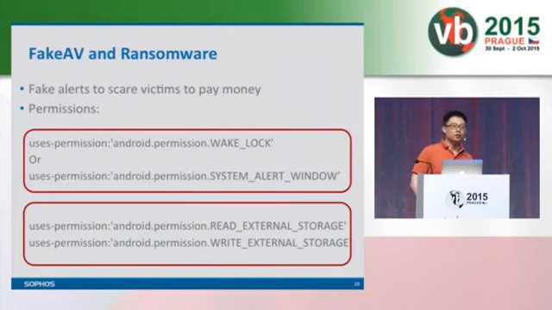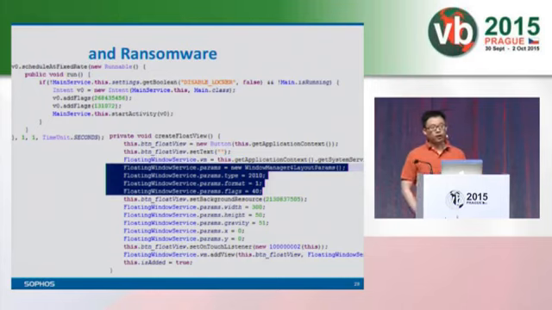FakeAV and ransomware report fake alerts to scare victims into paying money. It has two scary functions. The first one is to lock up the device with a pop-up that freezes all other applications, so it needs either wake lock or system alert window permission. The second one is trying to encrypt documents, pictures, audios, videos, and it needs read and write external storage permission. In this example, you can generate a floating window as a pop-up by setting specific flags, and it uses the system alert window permission.